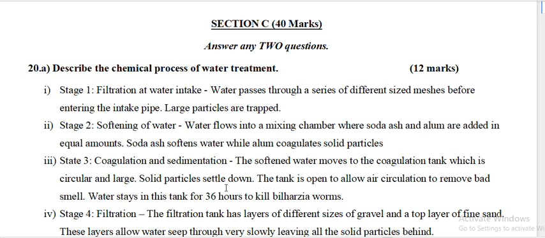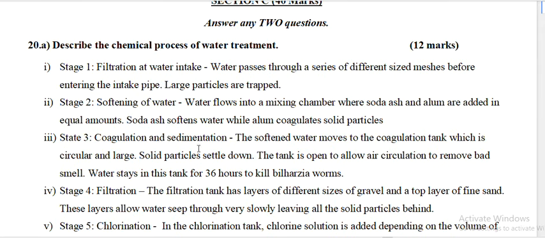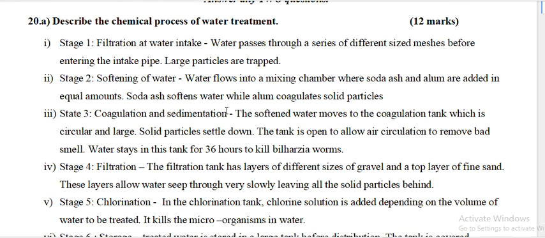Section C. Describe the chemical process of water treatment. And the chemical treatment of water is in stages. We have 6 stages, and the first stage we have filtration at water intake, and water passes through a series of different sized meshes before entering the intake pipe, and large particles are trapped.